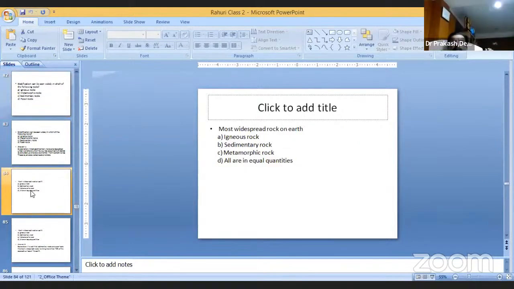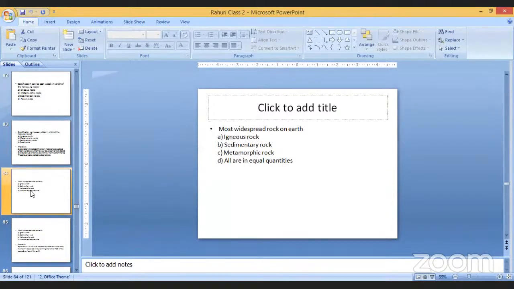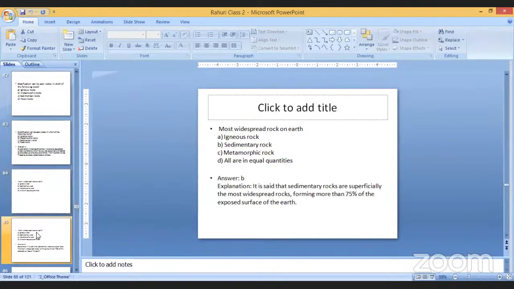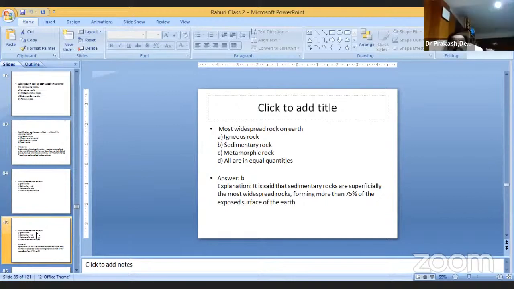Most widespread rock on earth. Which one? Igneous. Igneous rock. Igneous rocks, 95%. Yes, definitely. It is said that sedimentary rocks are superficial. So the most widespread rocks forming more than 75% of the exposed surface of the earth. So the most widespread rock on earth, on the surface, it means. But the correct answer for this is igneous rock only.